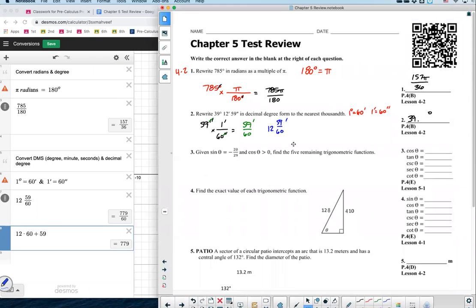What I'm going to do to convert this is I'm going to multiply. I'm going to say 12 and 59 60ths minutes times, and now I want to get rid of minutes and go to degrees. So I'm going to go 60 minutes is 1 degree. I think I said decimal, I meant to say degree there. So 1 degree is equal to 60 minutes. So I'm now using that conversion, and so I'll multiply that across.